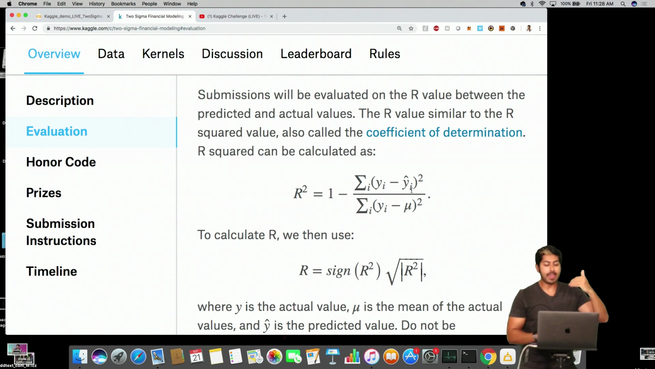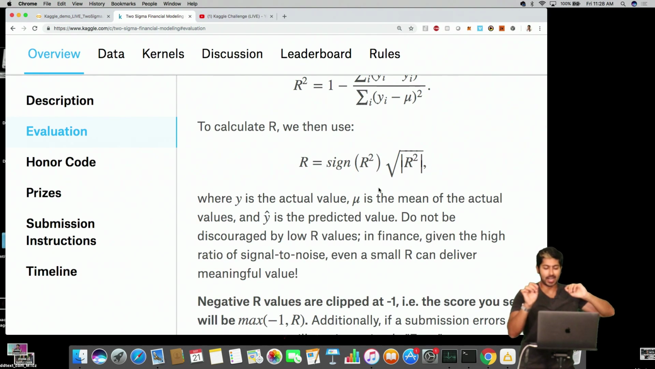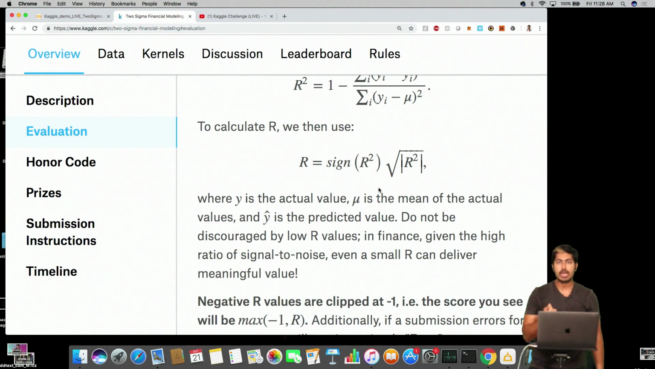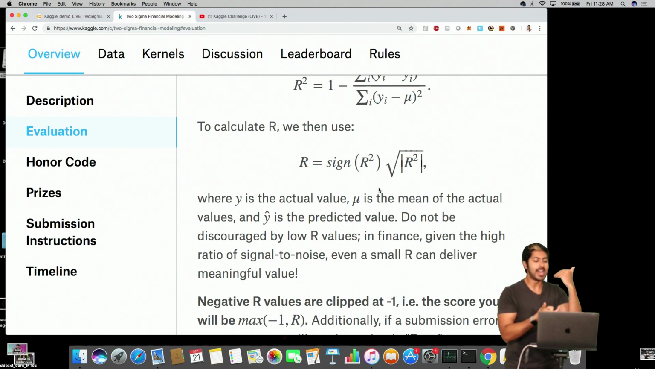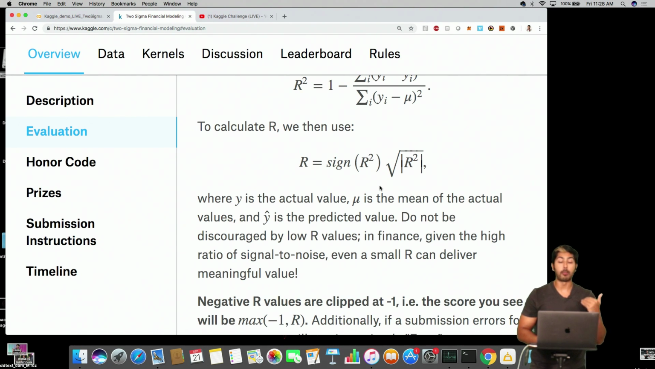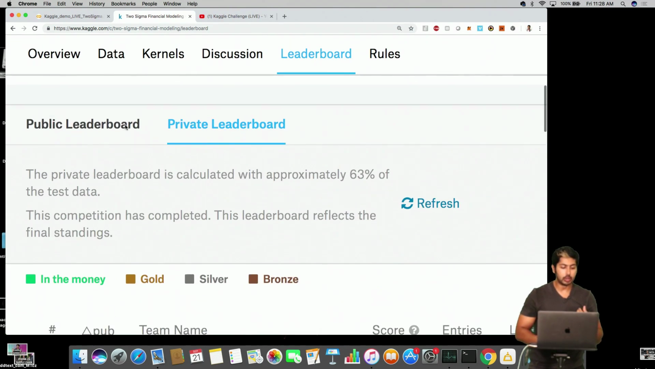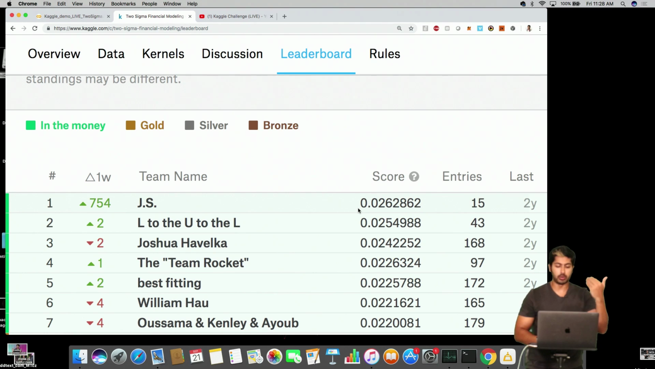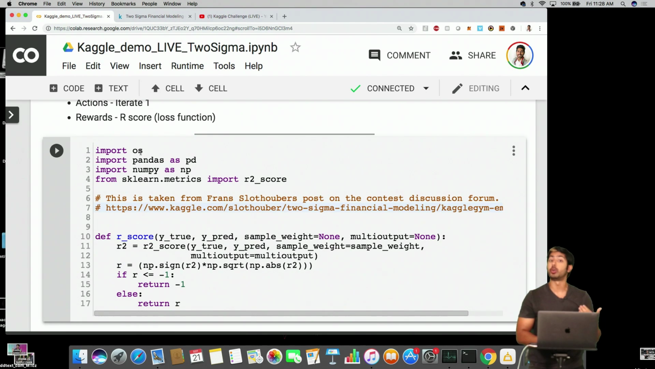That's r squared. Then we can derive r from r squared by saying r equals the sign of r squared times the square root of the absolute value of r squared, and that's going to give us r. We can consider that a loss function because it gives us one scalar value, which we can use to measure how good our predicted target is. Based on that R score, we can see what the leaderboard says, and what everybody's R score is here. The highest one was 0.02. So we'll see what we can get using this Kaggle Gym library that was created before.